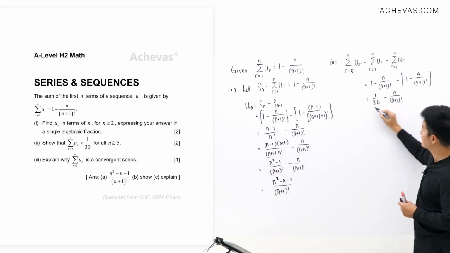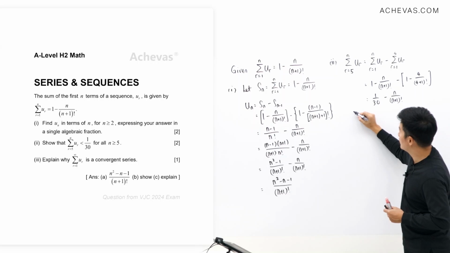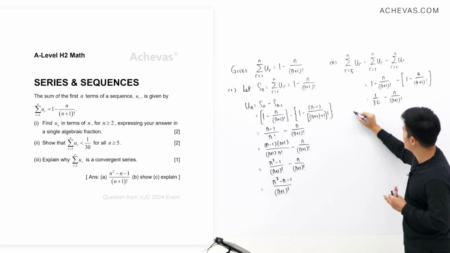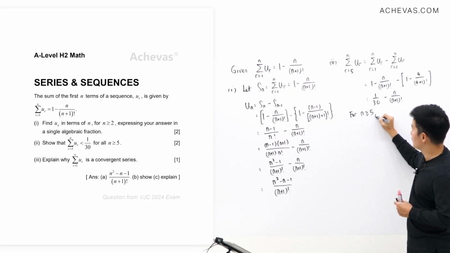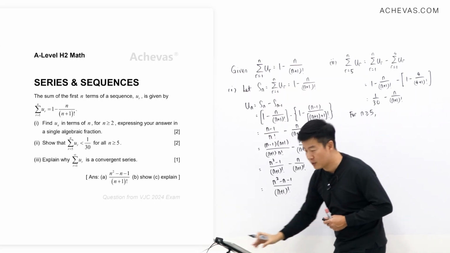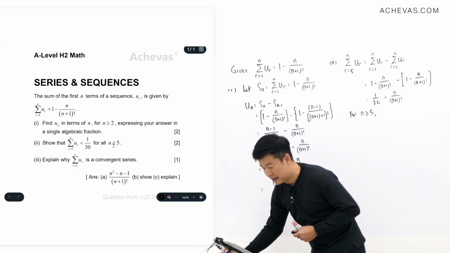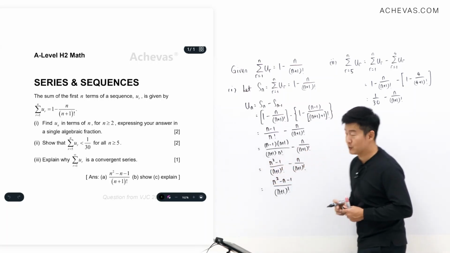Okay, we can already see the 1 over 30 here. So I just need to give a quick algebraic explanation. I'll say something like this, for n to be bigger or equal to 5. Okay, this is given to us by the question here. We are analyzing this for n to be bigger or equal to 5.